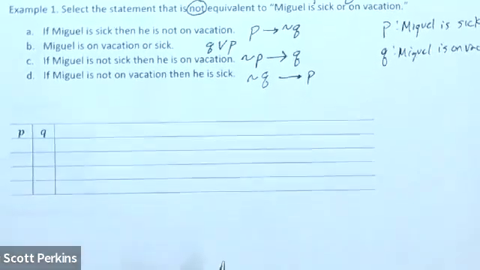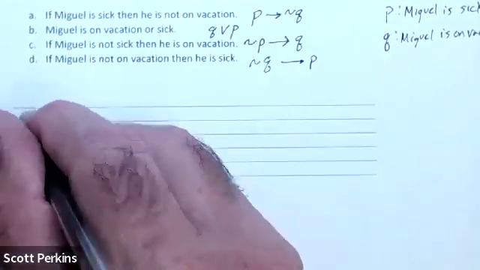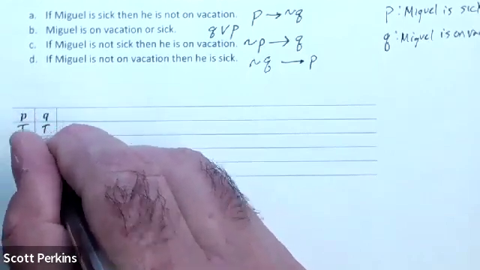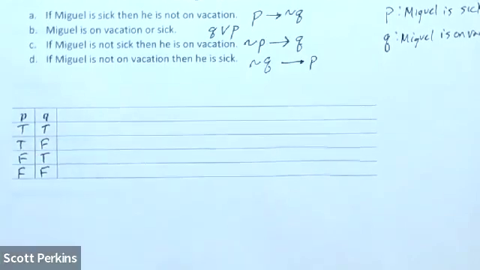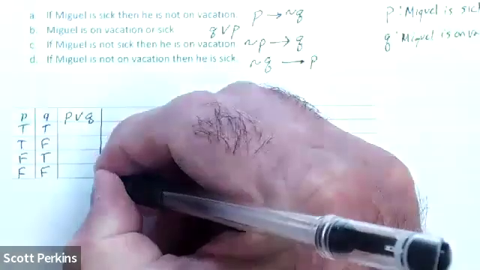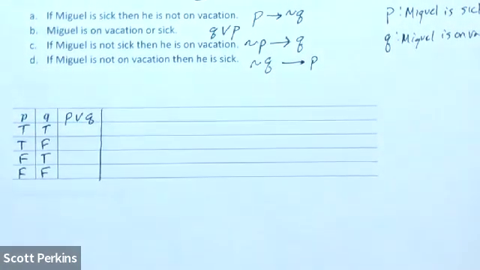I'm going to slide up just a little bit so everybody can see. So I'm going to put in my T's and my F's. My same 4 options that I have every time. It'll be the same 4 options you have on your problem in just a minute. And now I'm going to do a column for the original statement. So P or Q. That is Miguel is sick or on vacation. That's the original statement we have.